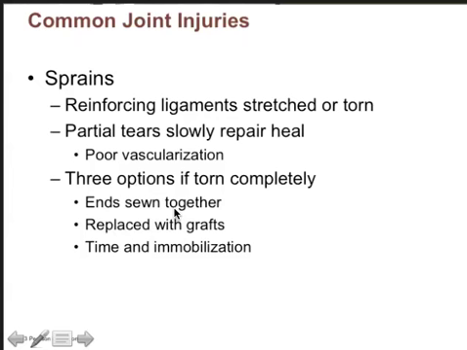Remember that if you have a strain, that's generally used to refer to undue force on a ligament. A sprain is undue force on a tendon. Because tendons have some blood supply, they have some potential to heal. Ligaments generally have to be surgically repaired.